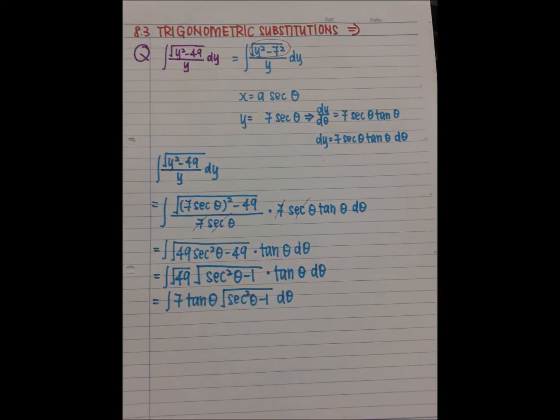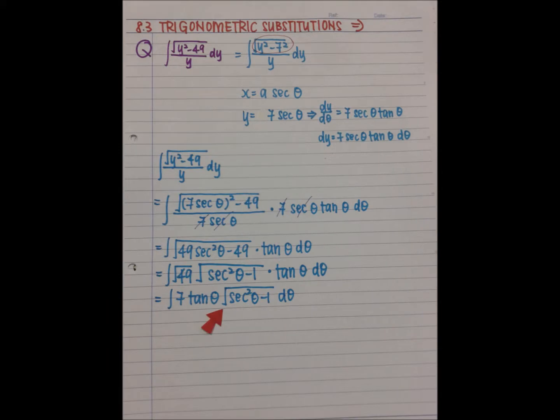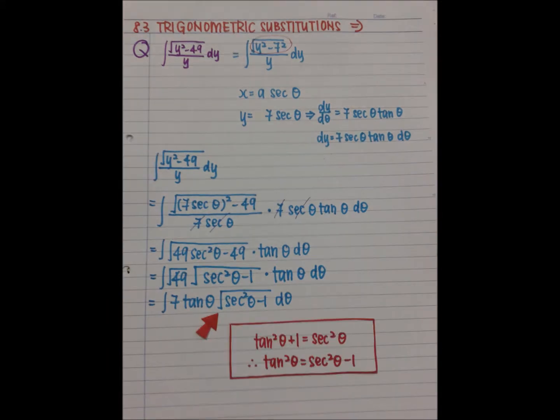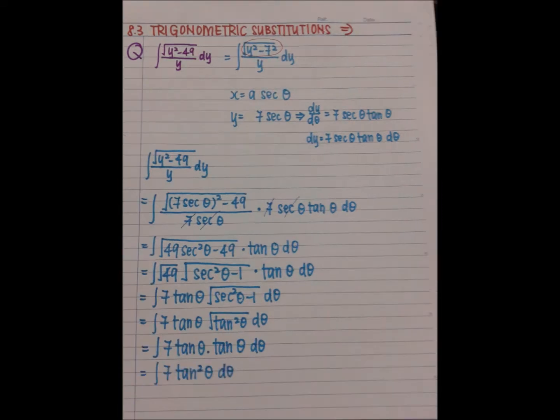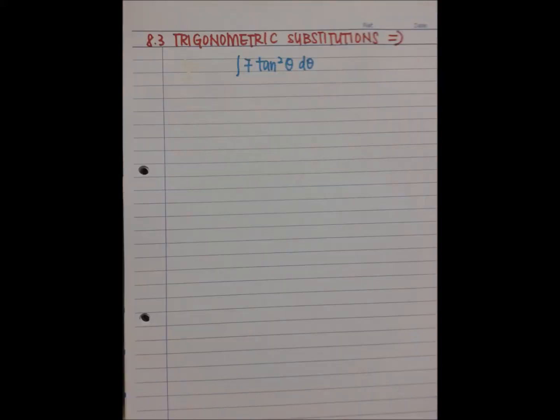As we mentioned earlier, we do trigonometric substitutions to get rid of the square root. Now we can identify a problem with the square root of secant squared theta minus 1. We know that tangent squared theta plus 1 equals secant squared theta, and so tangent squared theta equals secant squared theta minus 1. Now we substitute this into the equation and we get the integration of 7 tangent theta times the square root of tangent squared theta. The square will get rid of the square root, and so now we have the integration of 7 tangent squared theta d theta. The square root is no longer our problem, but then we still cannot integrate tangent squared theta.